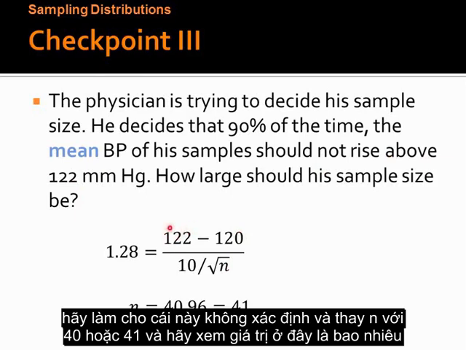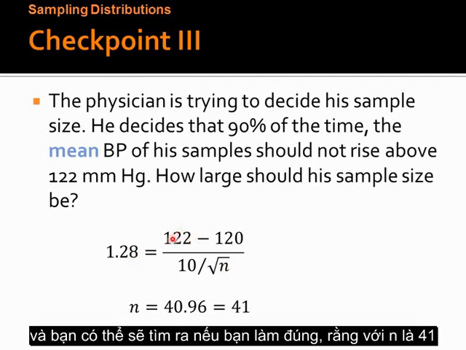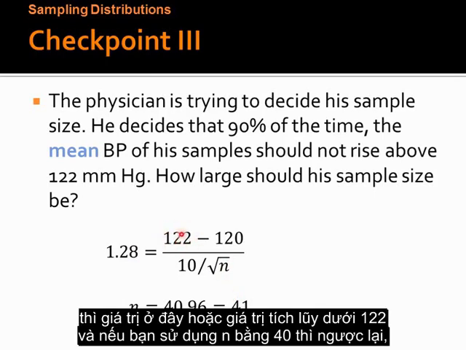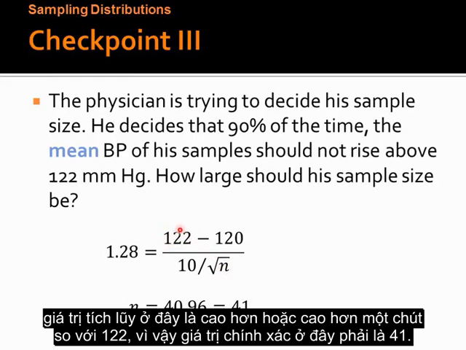This time make this the unknown and replace n with either 40 or 41 and see what the value here is. And you'll find out, probably, if you do it correctly, that for an n of 41, the threshold value is below 122. And if you use n equals 40 on the other hand, the threshold value here is slightly higher than 122. So the correct value here should be 41.